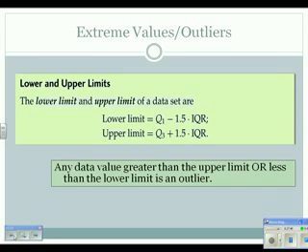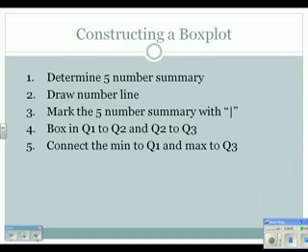Much of the time, we won't have any outliers in our data set, maybe even most of the time, if you look at all data sets, not just the book examples. But sometimes we will have extreme data values, and we can find them with this formula. This formula is, again, on your formula card under Chapter 3. So if we know Q1, Q3, and the interquartile range, which we do, we know how to compute those, we can compute the lower and upper limits. So any data value that's greater than the upper limit or less than the lower limit is an outlier.